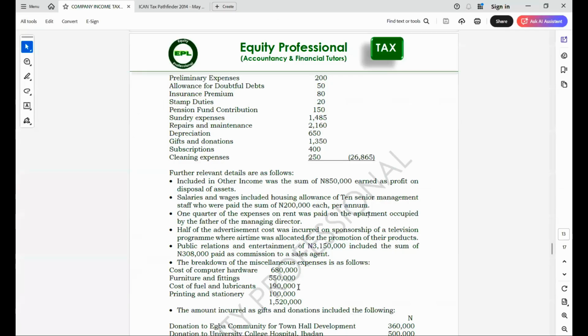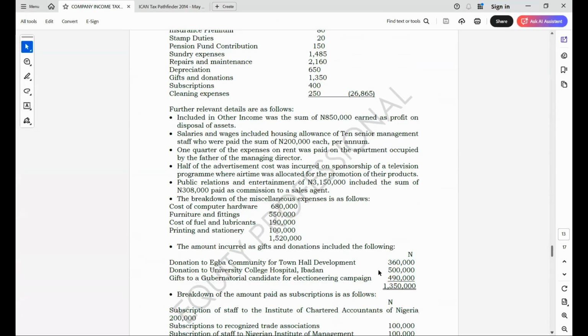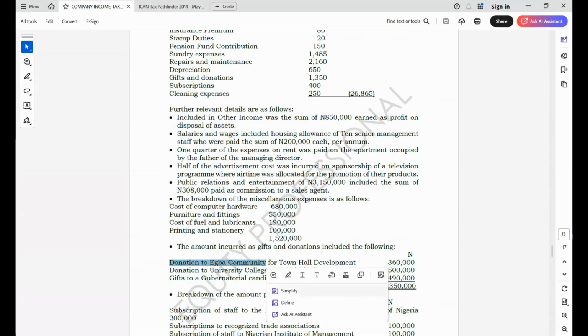Then after that, we have cost of fuel and lubricant. This is a revenue expenditure. It is allowable. Printing and stationery, it is allowable. The amount incurred as gift and donation included the following. Donation to Egba community for town development. Is this donation allowable? Donation to a community is disallowed. So donation to Egba community, 360, will be disallowed.